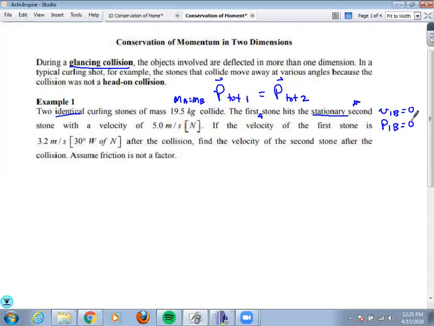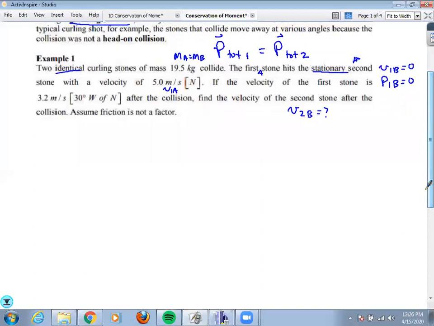Very convenient. So the velocity of the first stone, V1A, is 5 meters per second north. After the collision, the velocity of the first stone is 3.2 meters per second, 30 degrees west of north. Find the velocity of the second stone after the collision. So find V2B. So the first thing we're going to have to do is find out the momentum vectors.